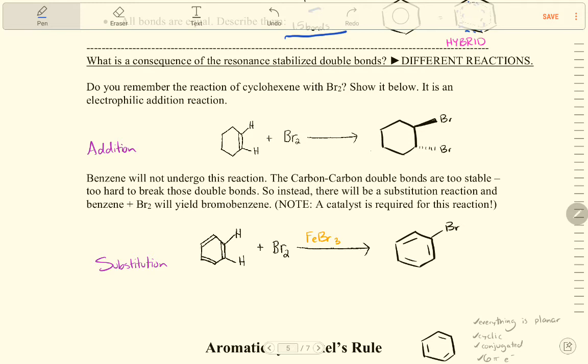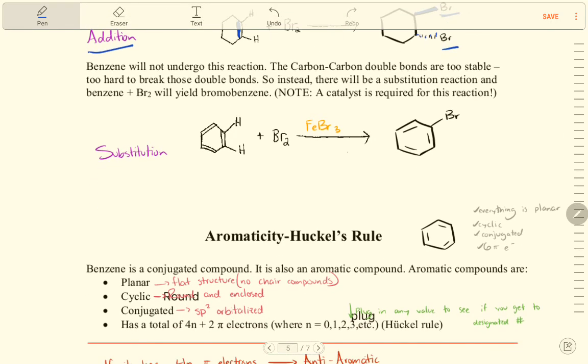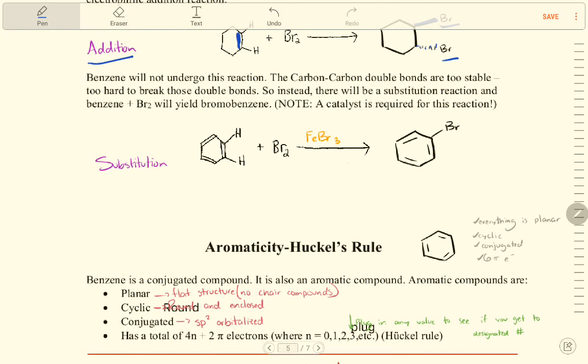Different reactions. Do you remember the reaction of cyclohexene with Br2? It is an electrophilic addition reaction. So what do you think? This double bond is going to break and forms Br here and Br here. So that is an addition product. Now benzene usually does not go through addition. Addition is easy, but for benzene they usually don't go.